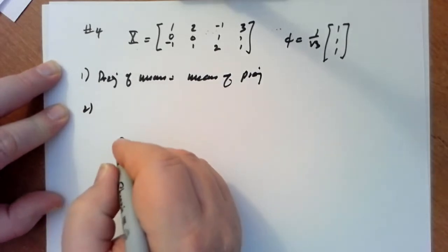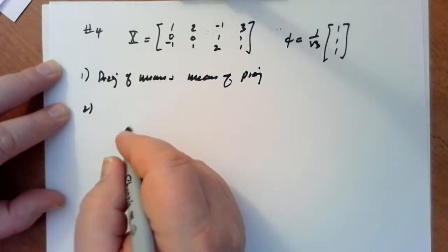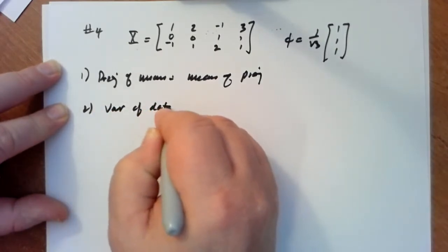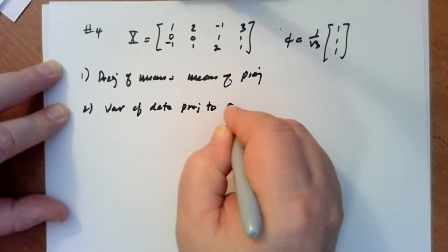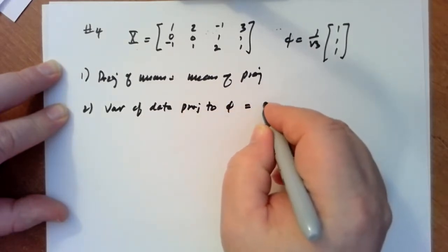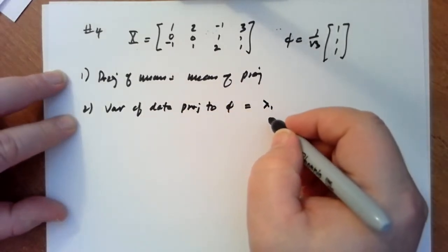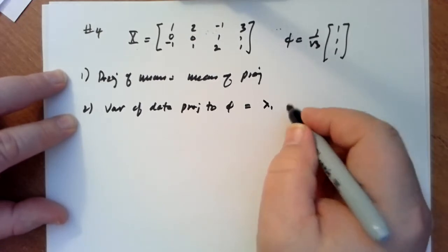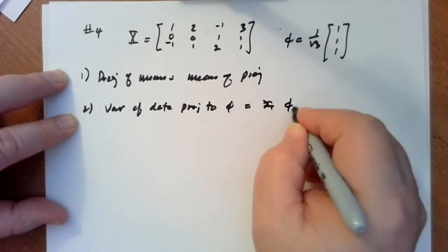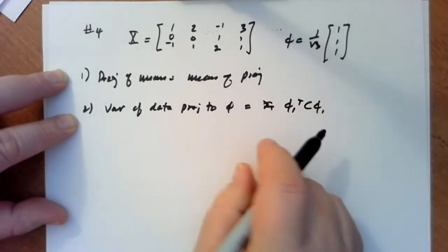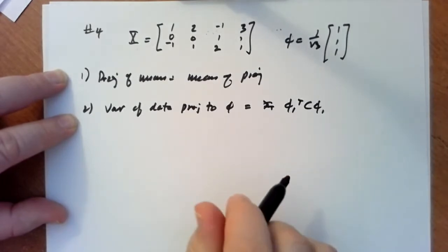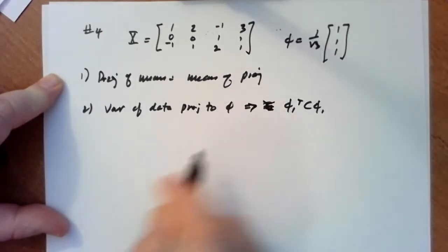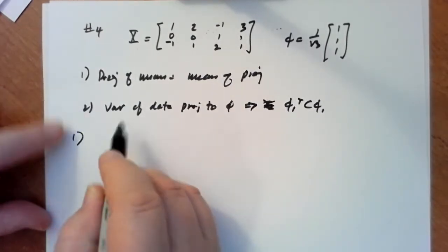And 2, we want to show that the variance of the data projected to phi is equal to phi 1 transpose C phi 1, with lambda 1. That's what I want to write down. Okay, good. So how am I going to do this? Number 1, projection of the mean.